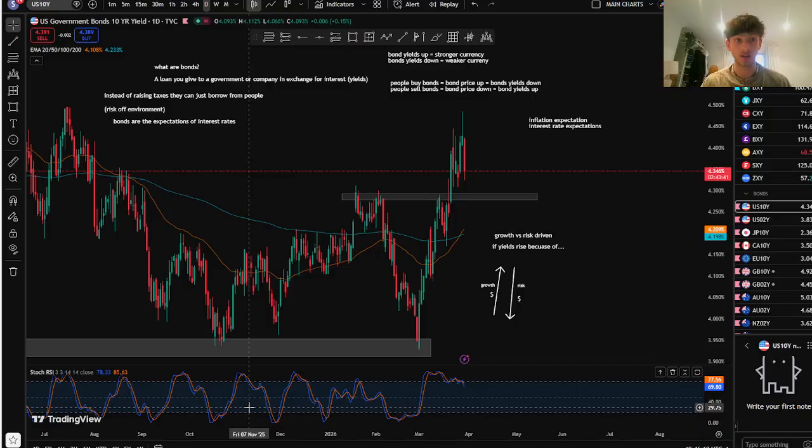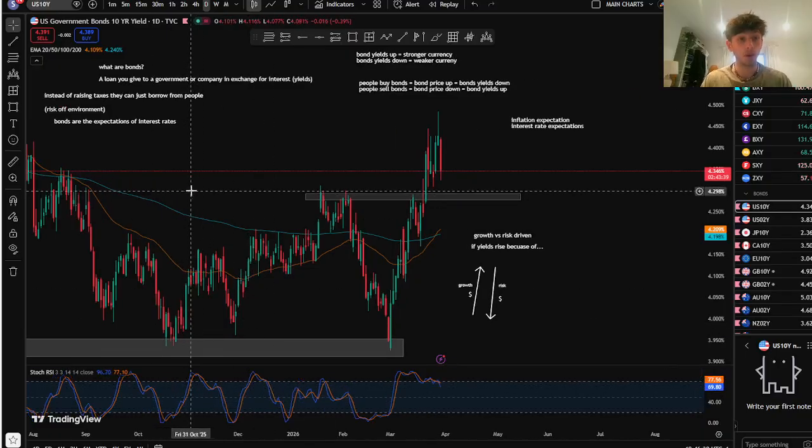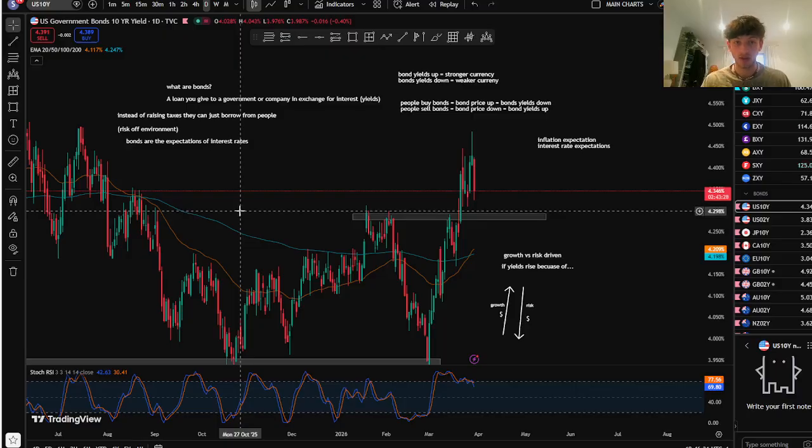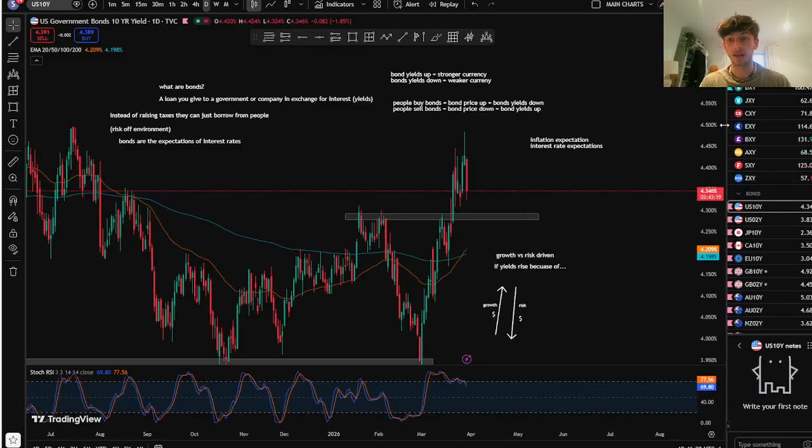So first of all, what is a bond? A bond is a loan you give to a government, or it can be a company. You can get company bonds, and you can also get government bonds. But at the moment, we only really focus as traders on government bonds. We give a loan to the government in exchange for a yield, which you can see on the right hand side of the screen here. This is the bond yields.